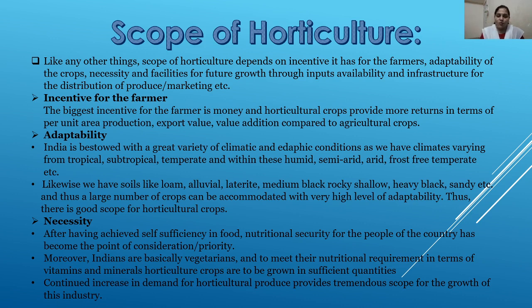Then the next scope of horticulture is the necessity. Even though man has become self-sufficient in the production of food, still the nutritional security is lacking. Many people across the country, across the world, are deficient in certain nutrients. If we talk about the Indians, most of the Indian population is vegetarian, and to meet their nutritional requirement in terms of vitamins and minerals, the horticultural crops are very beneficial.